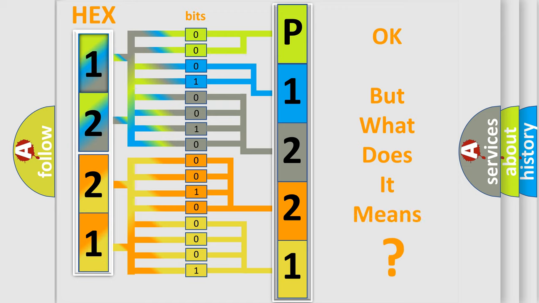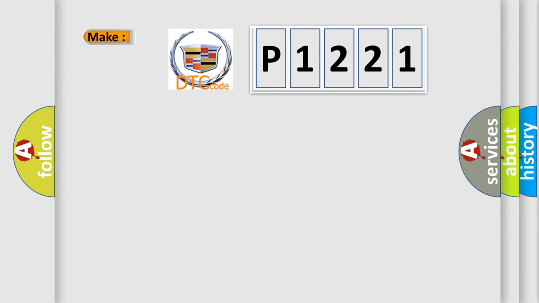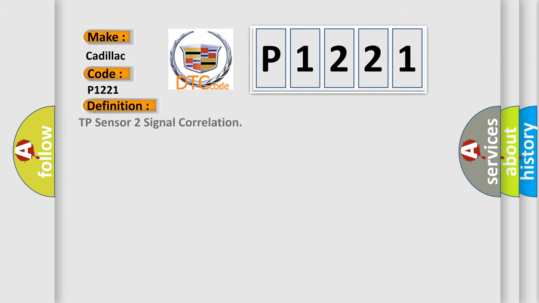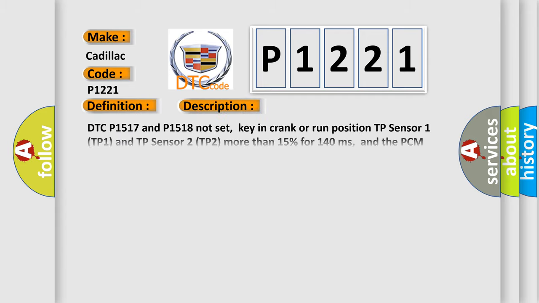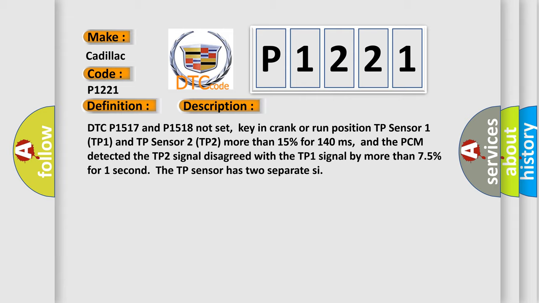The number itself does not make sense to us if we cannot assign information to what it actually expresses. So, what does the diagnostic trouble code P1221 interpret specifically for Cadillac car manufacturers? The basic definition is TP sensor 2 signal correlation. And now this is a short description of this DTC code.